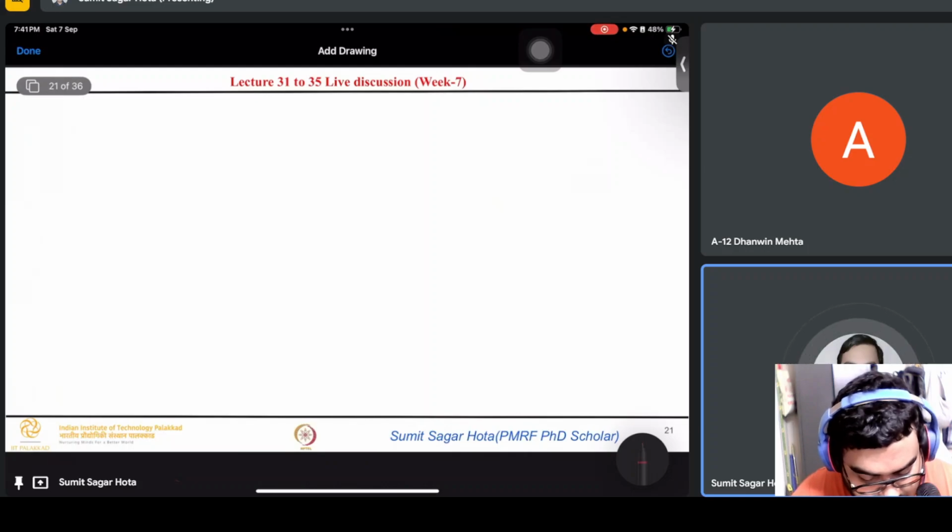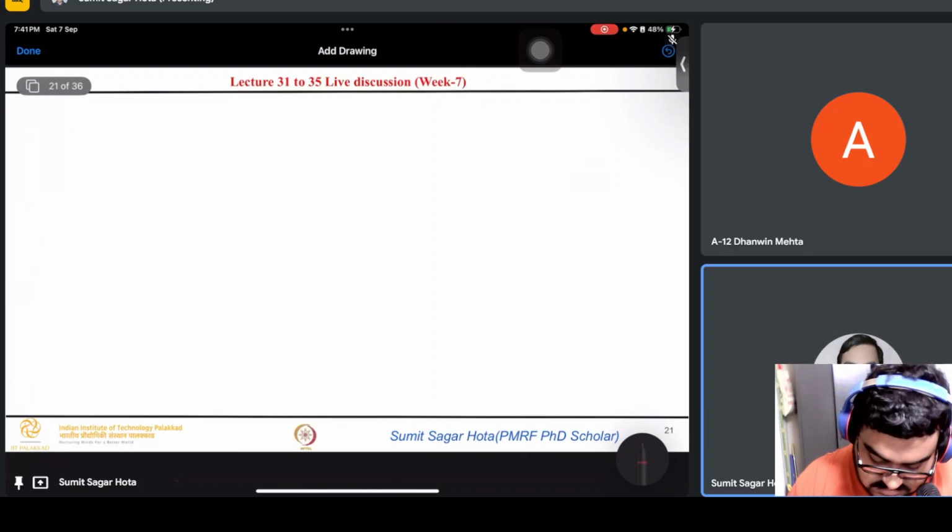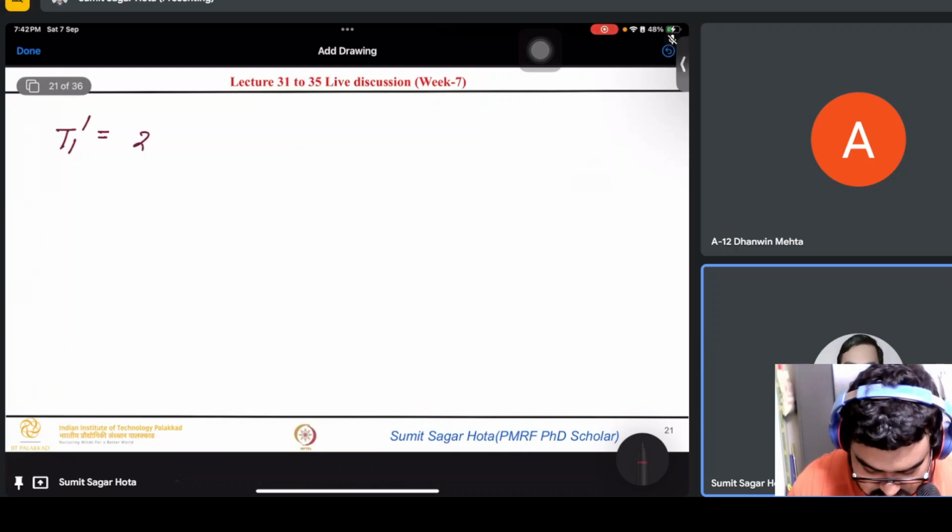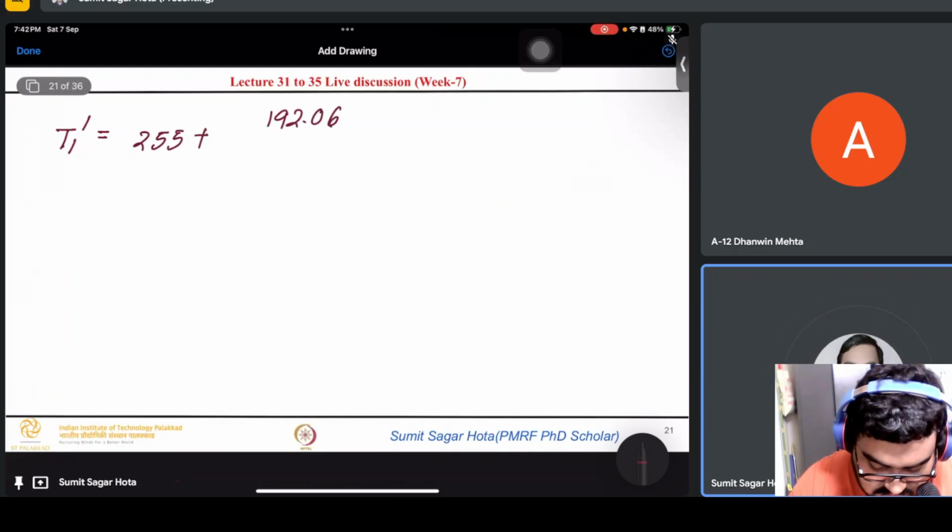Next, just substitute in the formula of T1 dash and find T1 dash: T_A plus Vi squared, 192.06 squared, divided by 2 into Cp.